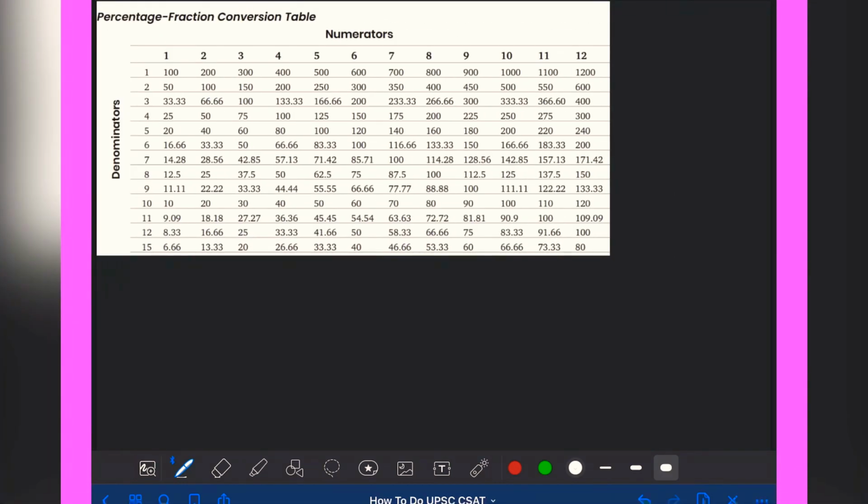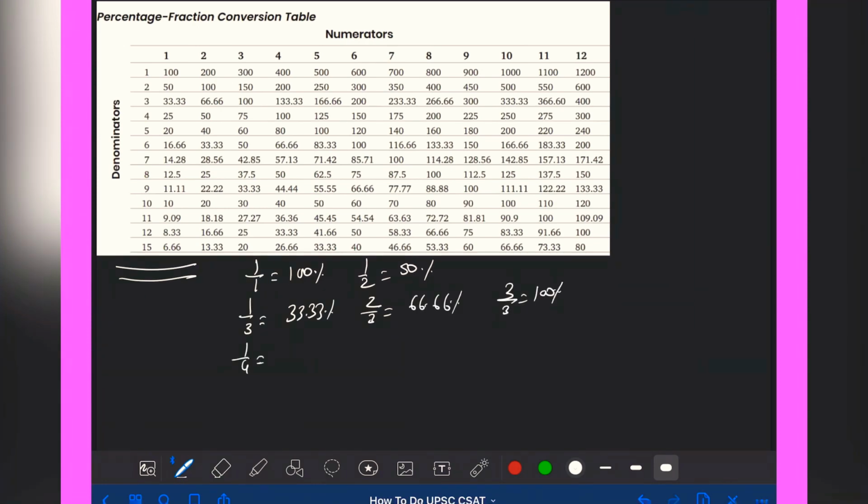So this is just to show that percentage is a very small, easy area, and now we'll move to the next level. This table you have to remember. This is a very small table. How does it work? It works like this. See, 1 by 1 is what? 100%. 1 by 2, 50%. Likewise, 1 by 3, 33.33%. 2 by 3, 66.66%. 3 by 3, this is 100%. Then 1 by 4, 25%. 2 by 4, 50%. 3 by 4, 75%. 4 by 4 is 100%.